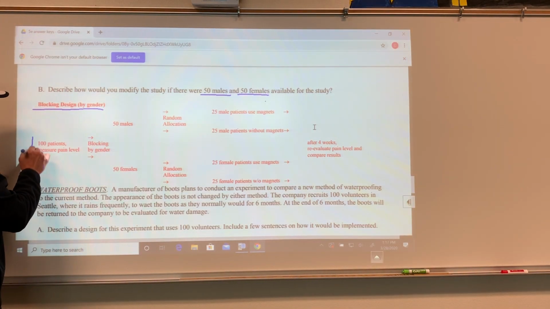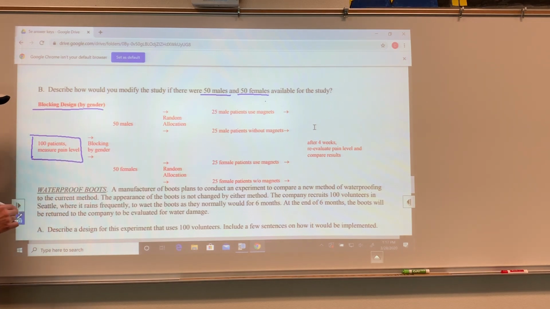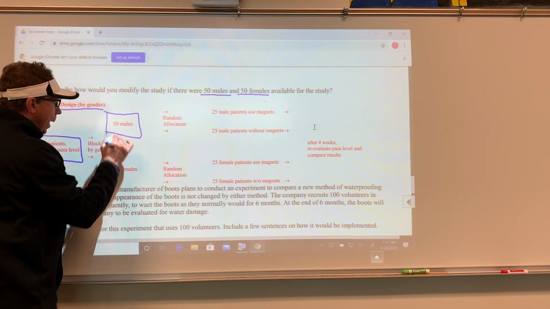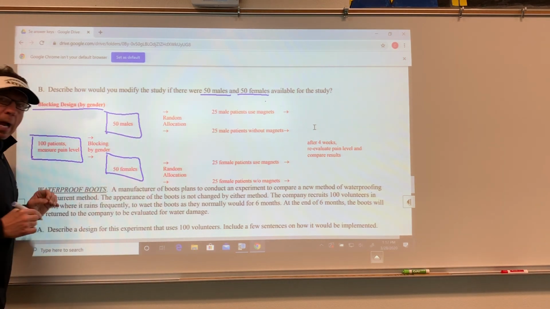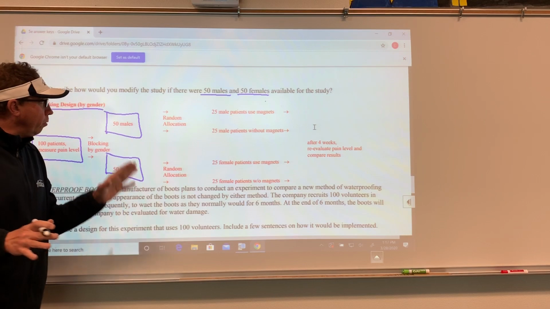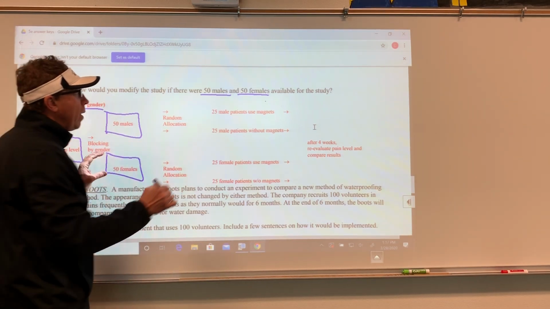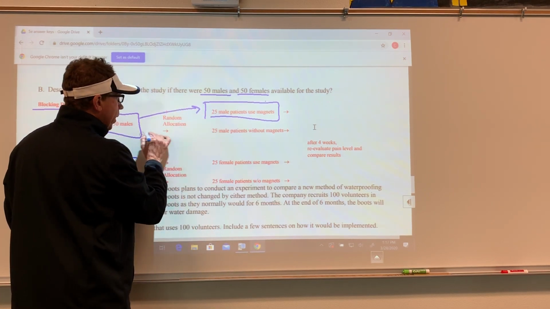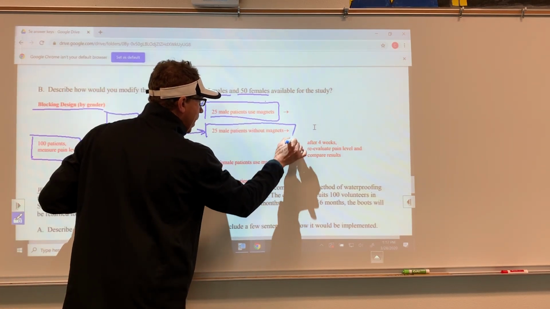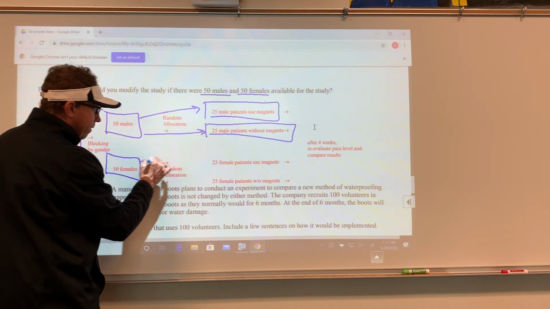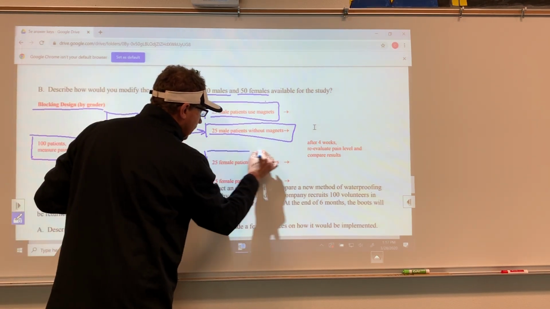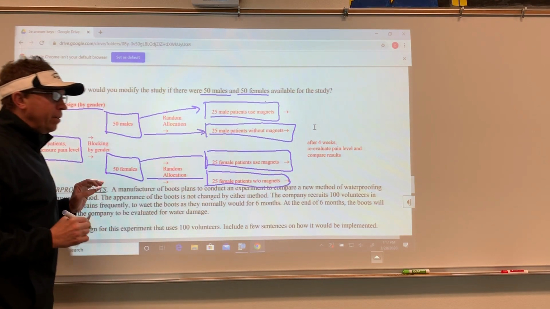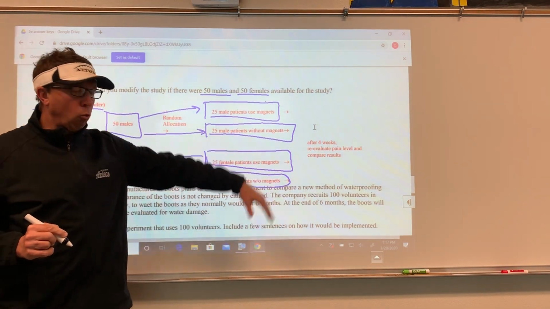So I'm going to put a square around the group, 100 people. We're blocking by gender, okay? Blocks, you choose the blocks. Blocks are not randomly done, you choose them. Now we have random allocation, and 25 get the magnets. I'll put the arrow all the way over, and 25 males get the magnets. And then for the females, same thing, we randomly allocate these. Half get magnets and half don't. And then after 4 weeks, we'll reevaluate the pain.